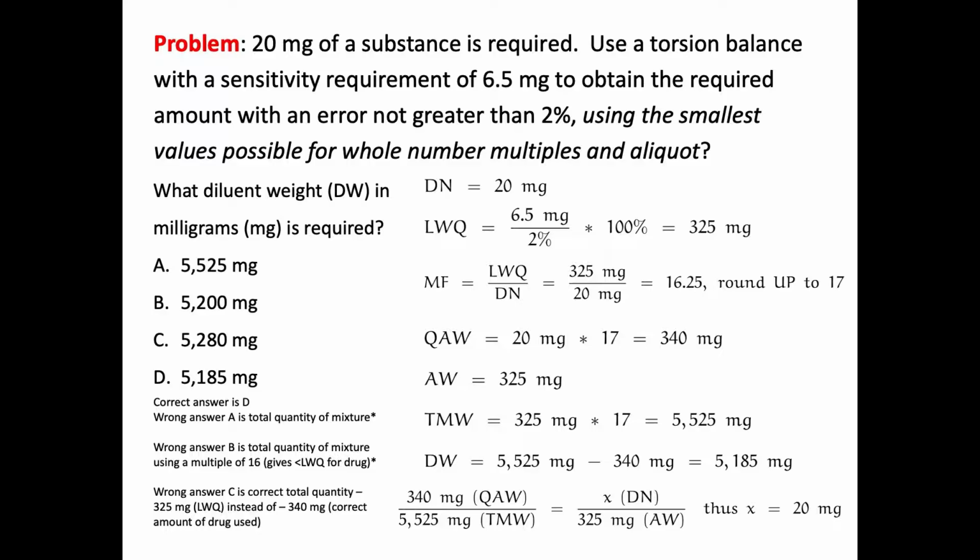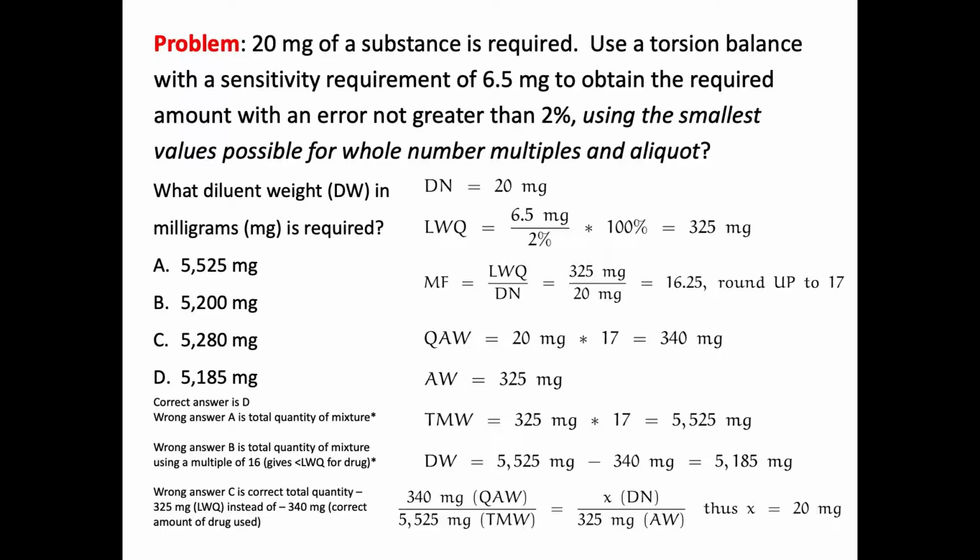To determine the diluent weight, let's take the total mixture and subtract out the drug quantity to actually weigh. So that was the 340 milligrams. So 5,525 minus 340 gives me 5,185 milligrams. And again, that represents the diluent weight.